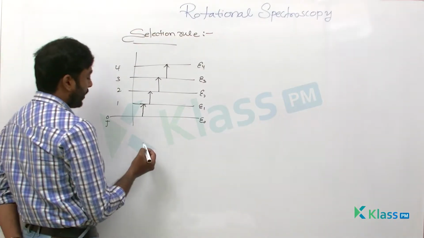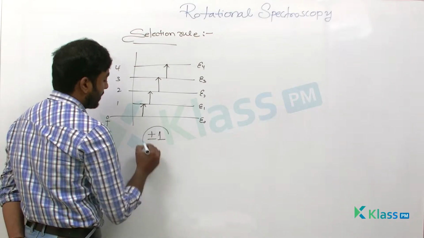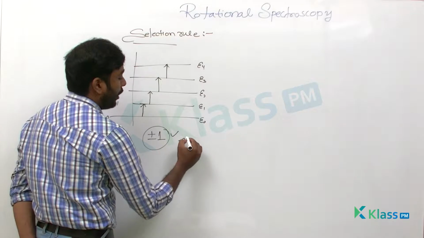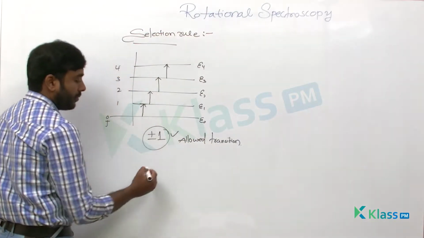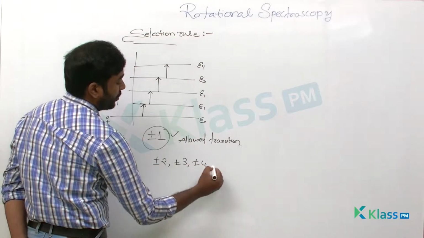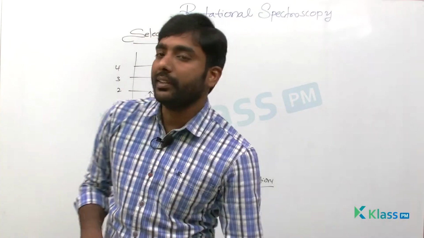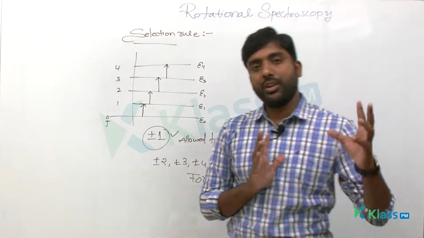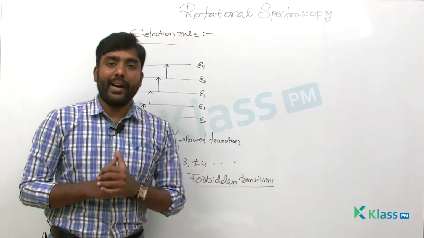In another way, you can say that plus or minus one transition is the allowed transition, but plus or minus 2, plus or minus 3, plus or minus 4 and so on are forbidden transitions. So this is an important point: what is the selection rule for rotational spectroscopy? The transition always occurs between two successive energy levels.